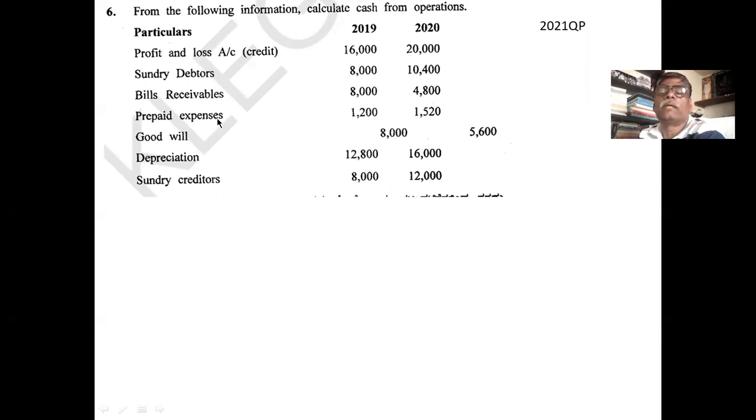Prepaid expense is also a current asset. So increase in the prepaid expense comes in the less. So you take it in the deduct items. Goodwill 8,000 to 5,600. Goodwill decreased. So decrease in goodwill is called goodwill written off.